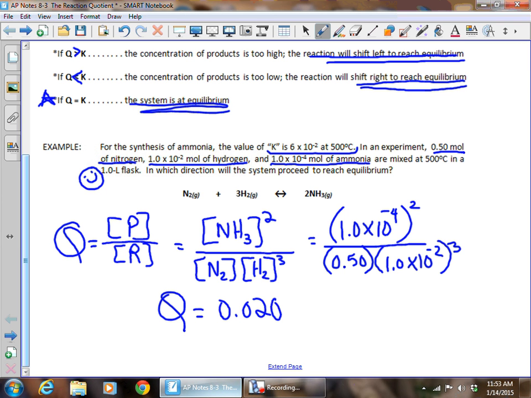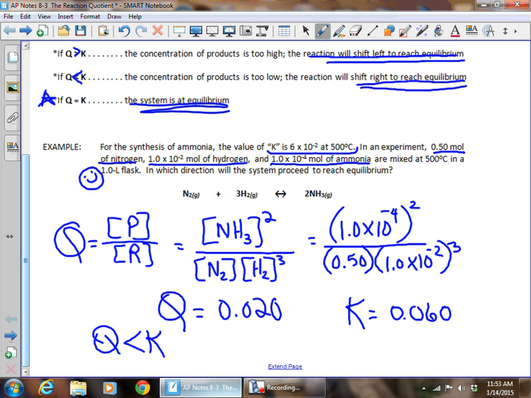Now remember, the only purpose of finding Q is to compare it to K. Going back up in the problem, we see that K is 6 times 10 to the negative second. Well, when I'm comparing numbers, I need them to both be in the same type of number system. So if Q is in standard notation, I need K to be in standard notation also. So this is 0.06. And when we look at these values, we can see that comparing Q to K, Q at 0.02 is less than K at 0.06.